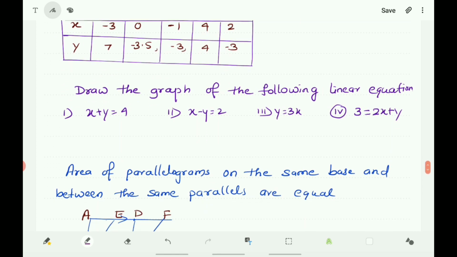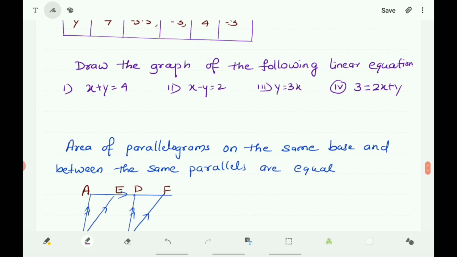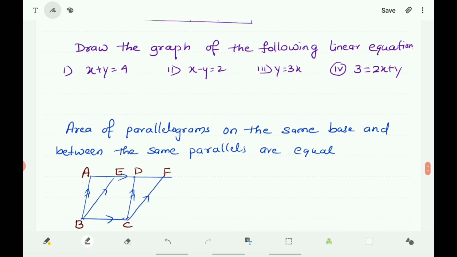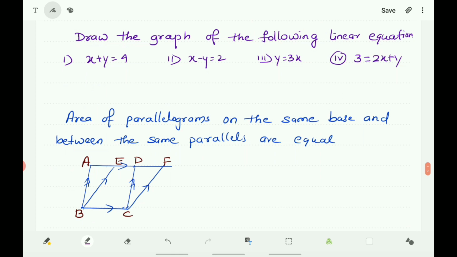Next, about the area of parallelograms on the same base and between the same parallels. There you know that they are equal here. Areas of parallelograms on the same base and between the same parallels are equal.